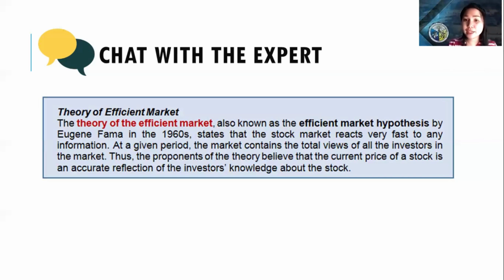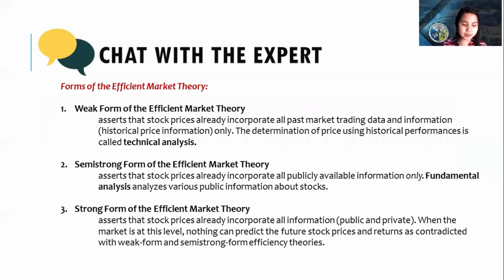At a given period, the market contains the total views of all the investors, and the proponents of the theory believe that the current price of the stock market is an accurate reflection of the investors' knowledge about the stock. Now, there are three forms of efficient market theory.